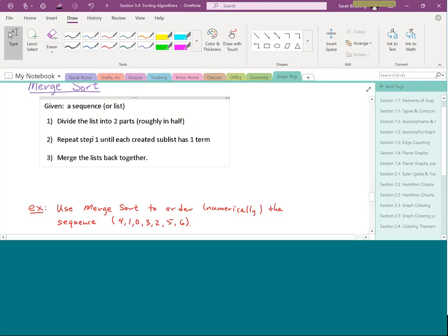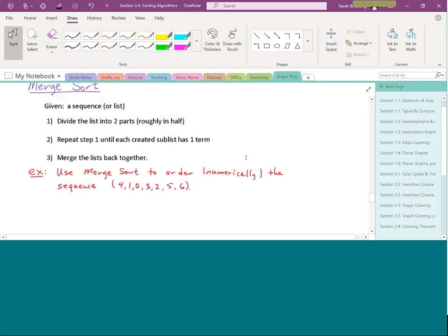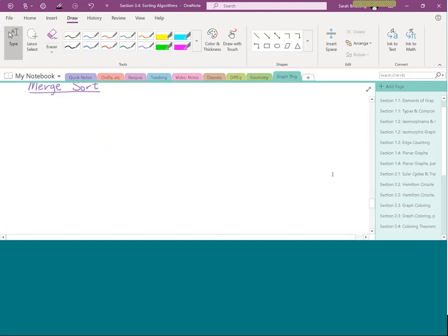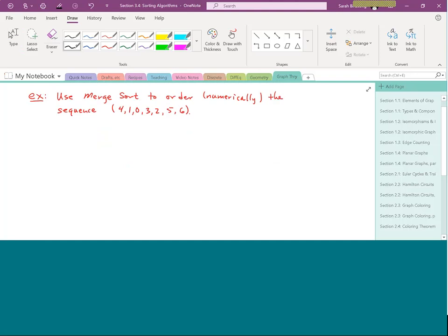So here's our process. First thing, we divide our list into 2 parts. We roughly divide our list in half, and then we iterate. In other words, we keep doing that. I'm going to write this list, since they're all single-digit numbers, without the parentheses, so just a string. So we have here 4, 1, 0, 3, 2, 5, 6.